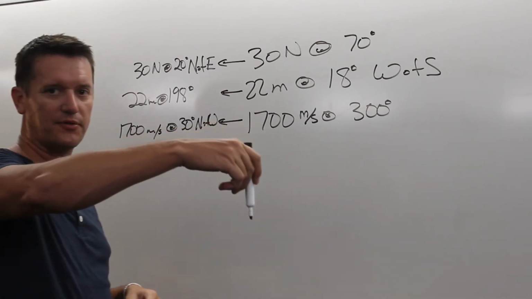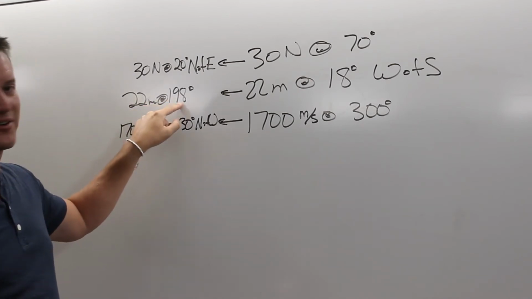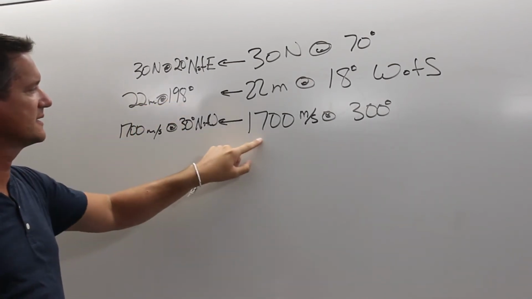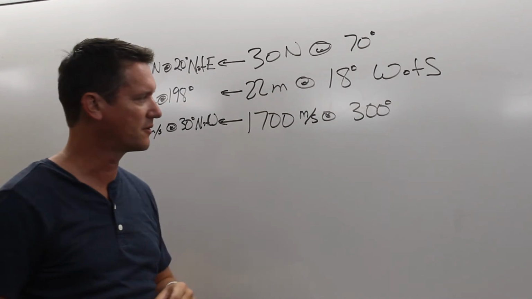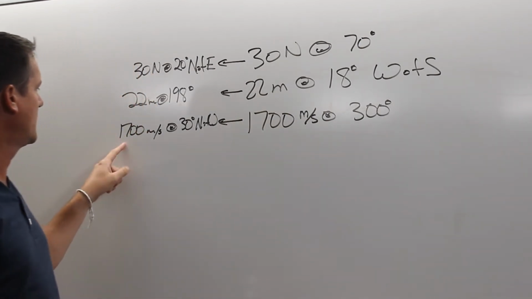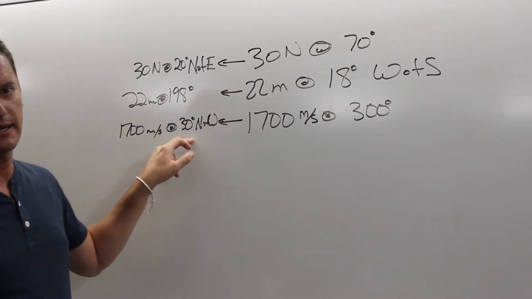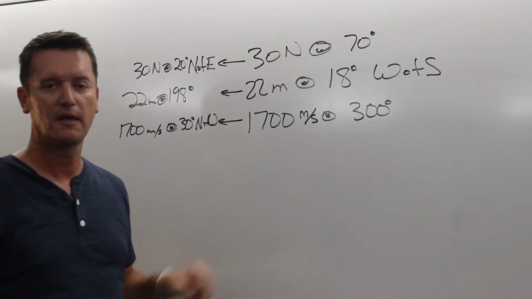That's going to be south. You're going to go west of it, 18 degrees. So that's 22 meters per second at 198 degrees. Finally, 1700 meters per second at 300 degrees is going to actually be 30 degrees above 270, so 30 degrees above west. So 1700 meters per second at 30 degrees north of west.